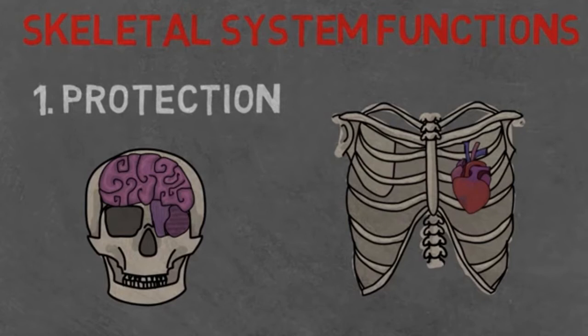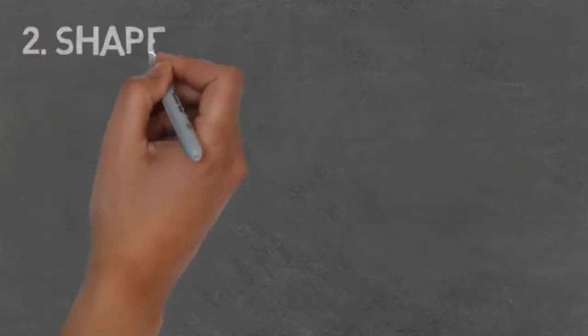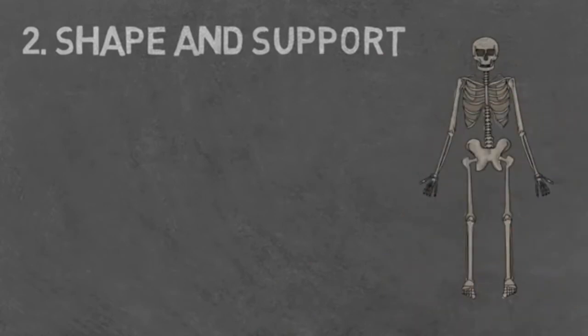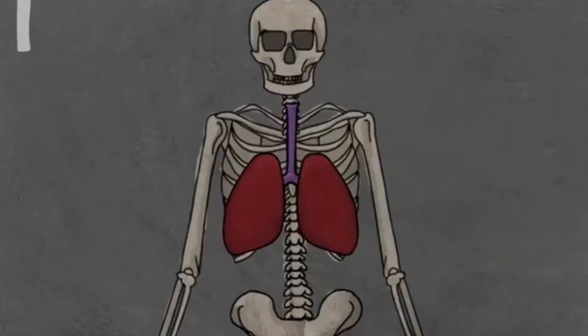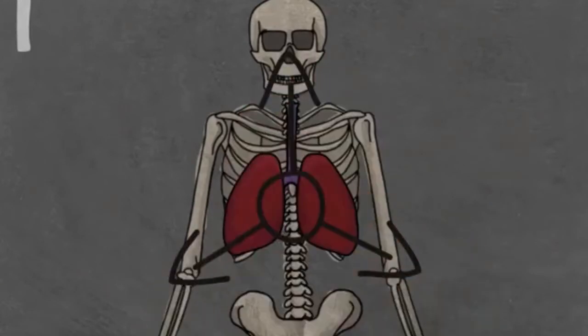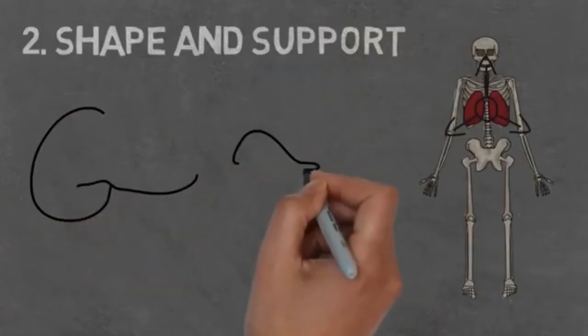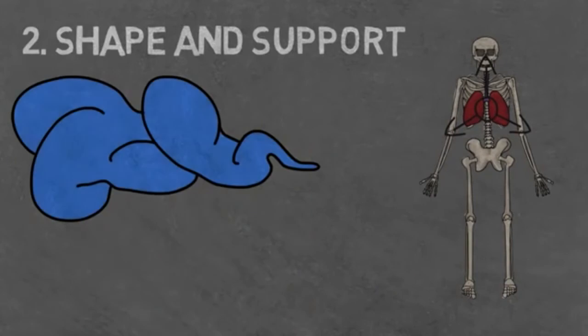Shape and support. The skeleton is the body's framework, holding our vital organs in place, not allowing them to move freely around our body. Without the skeleton, we would not have a posture, and therefore look like a big blob, making movement really hard. Which leads into the next function, movement.